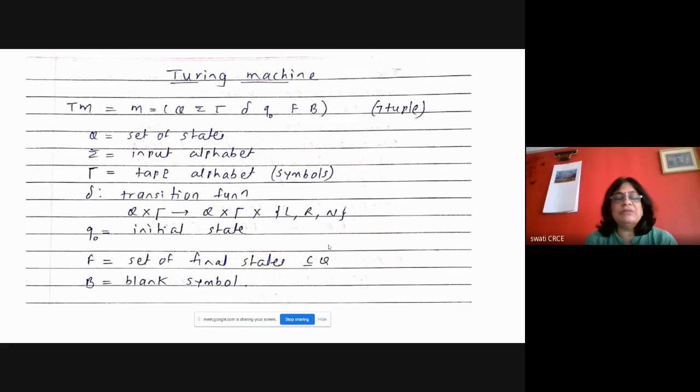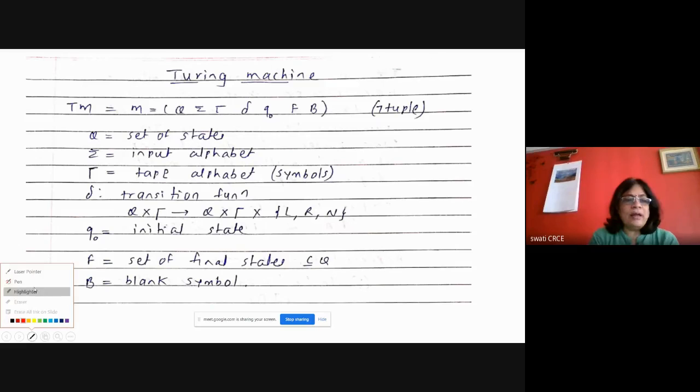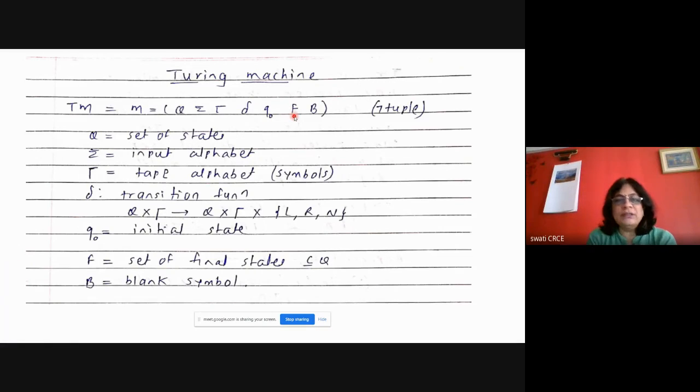Okay. So Turing machine is a machine, this is the definition of the Turing machine. Turing machine is a combination of seven elements: Q, sigma, rho, then delta, Q0, F, and capital B. Similar to the push down machine, Turing machine is also a combination of seven elements: Q, sigma, rho, delta, Q0, F, and capital B.